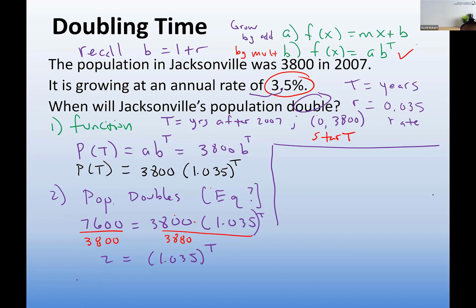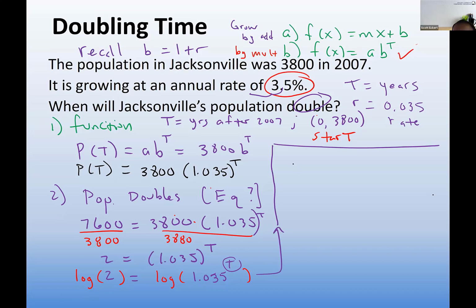So I can do a log to reverse the exponential. So I'm going to put a log on both sides and plug the old equation inside the log. And so now the log doesn't do anything nice to the 1.035, but it does allow me to simplify the exponent.